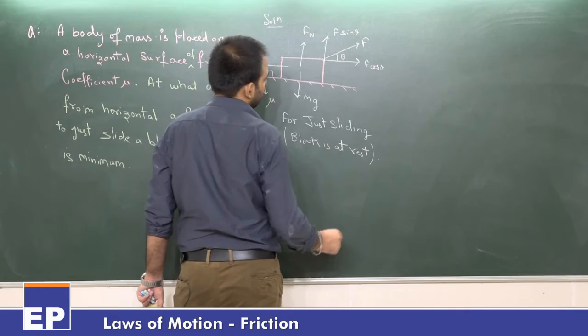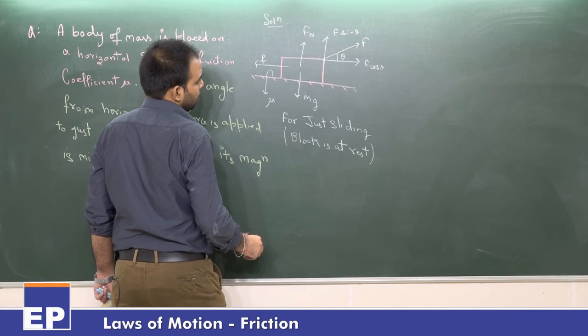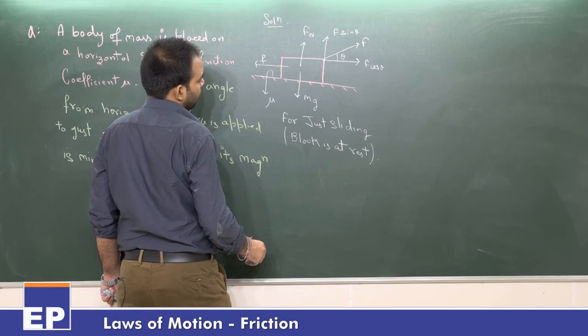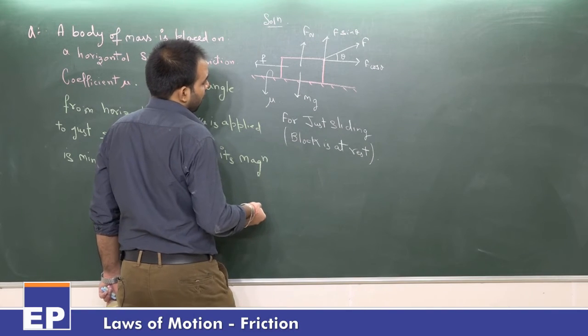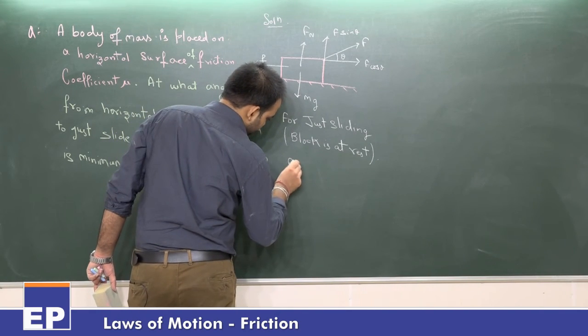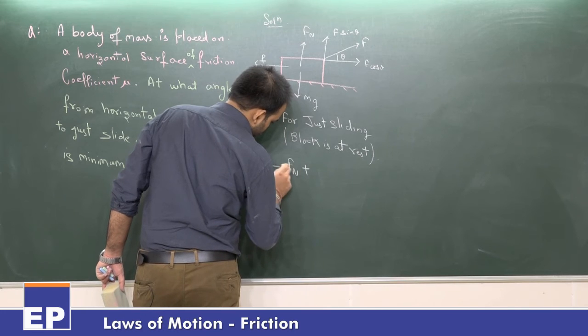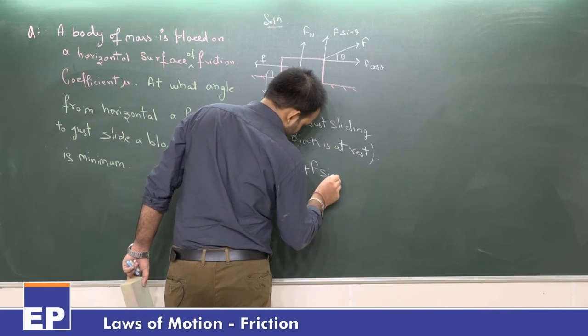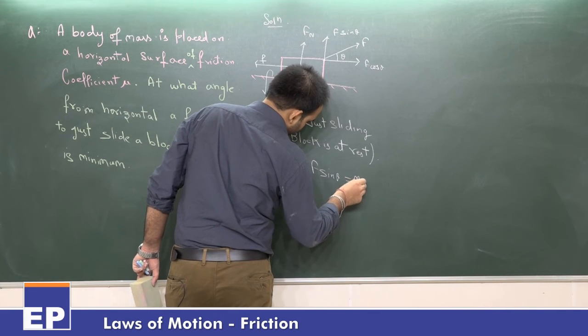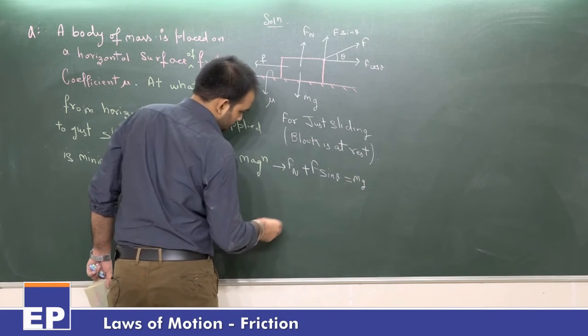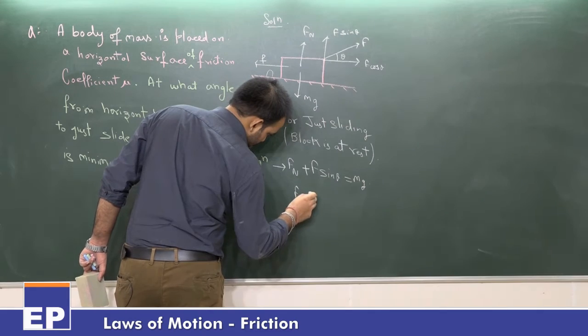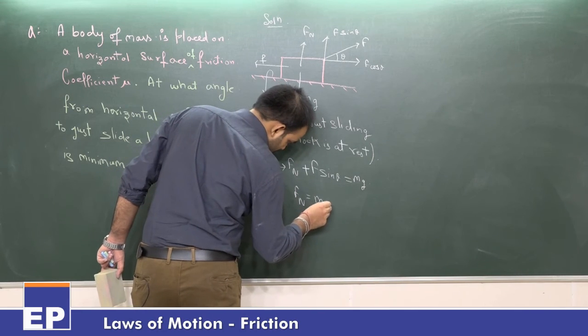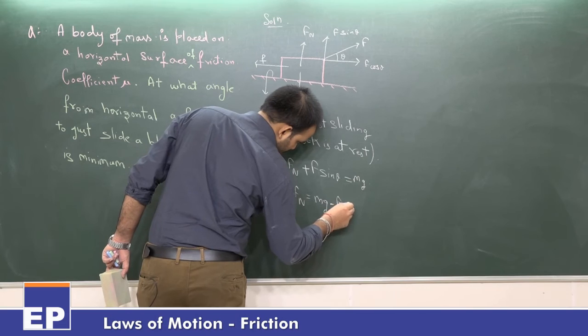So it is moving. We can write कि F cos theta is equal to f, and from the vertical we can write कि Fn plus F sin theta is equal to mg. So what is Fn? mg minus F sin theta.